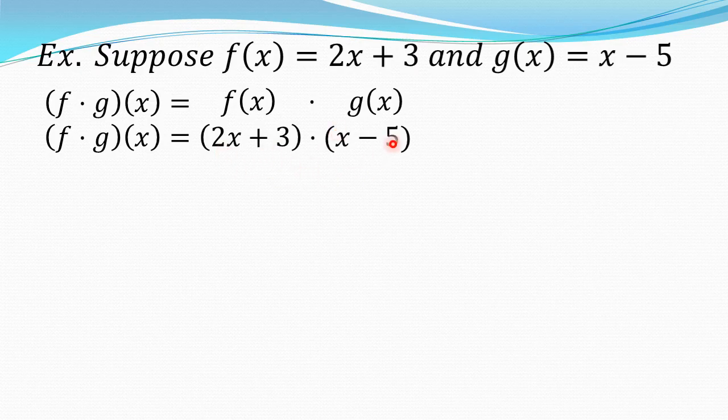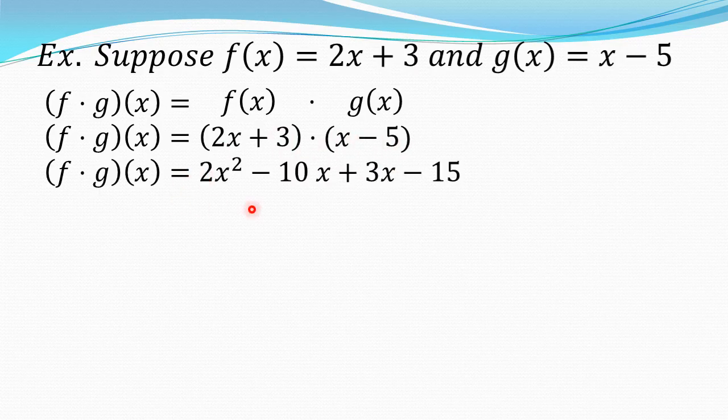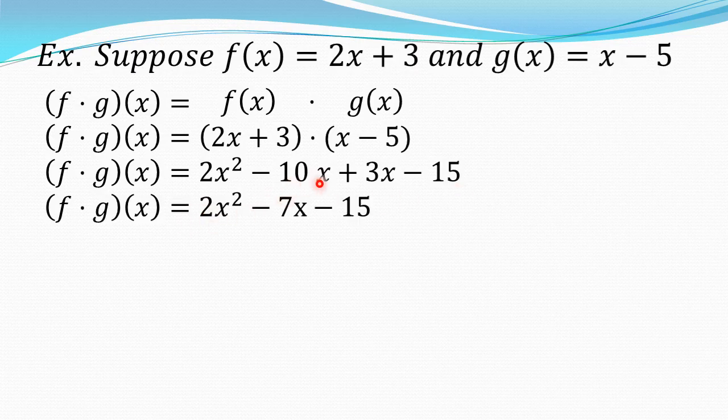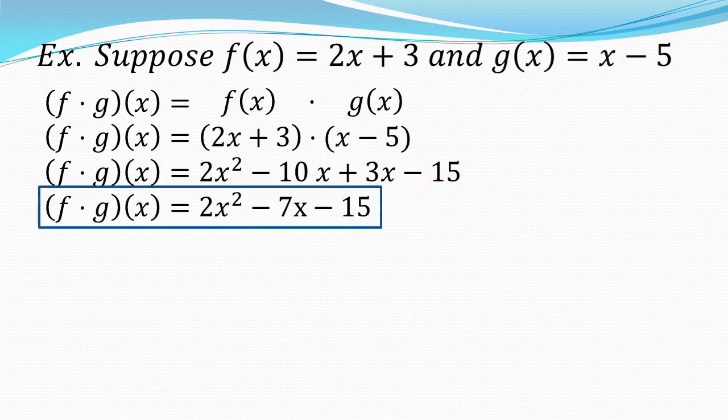2x times negative 5, and distribute 3 times x, 3 times negative 5. We're going to get this. So you could practice that on your papers. And when we combine like terms, we get 2x squared minus 7x, these are like terms, minus 7x minus 15. So that is your final answer.